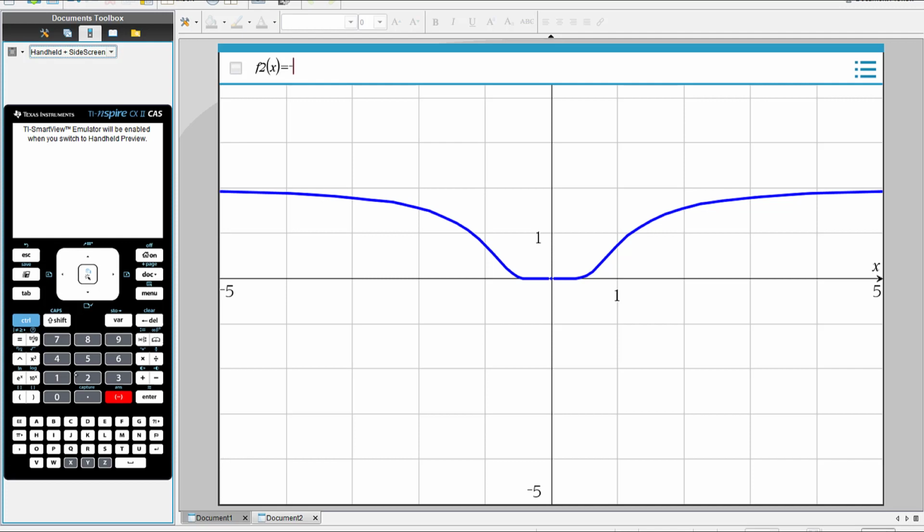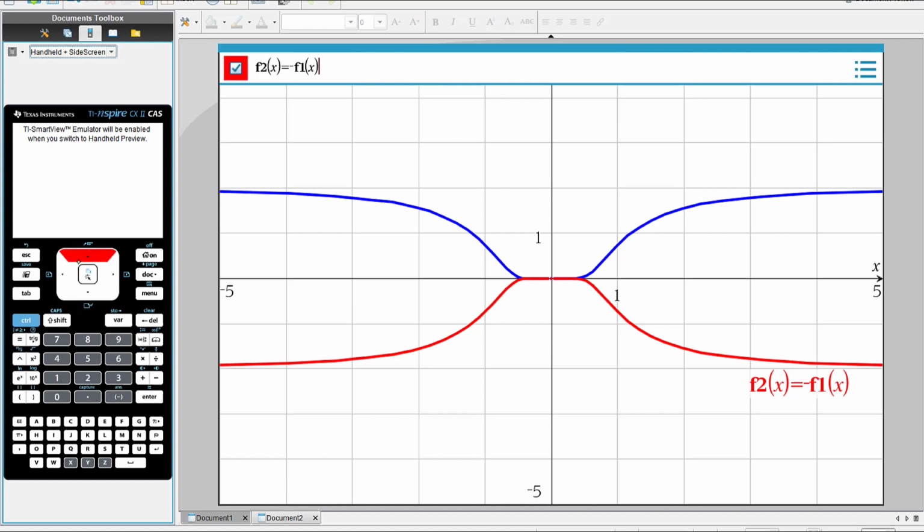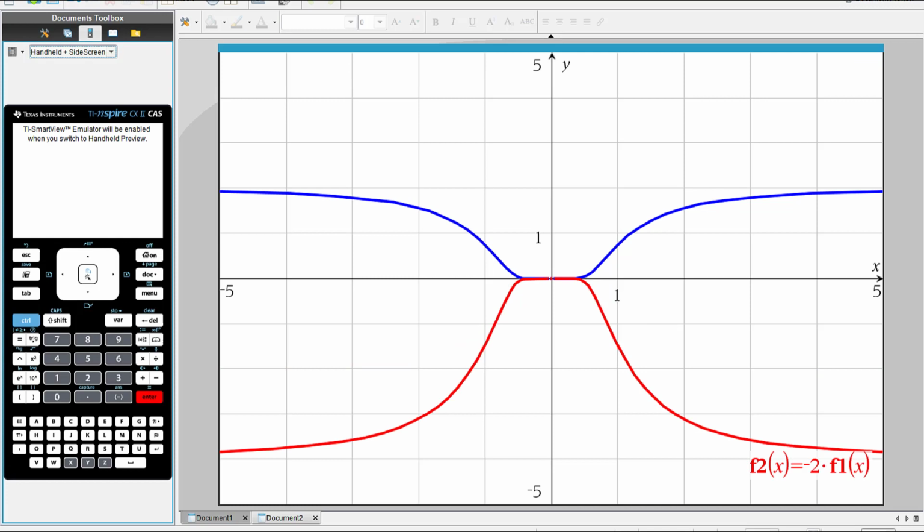If we were to sketch negative f1 of x, we would expect to see the blue graph reflected in the x-axis. Okay. And again, we can combine that together. So if we made it negative 2 times f of x, it is reflected in the x-axis and dilated by a factor of 2 from the x-axis. Okay, so it's both upside down and stretched further away from the x-axis.